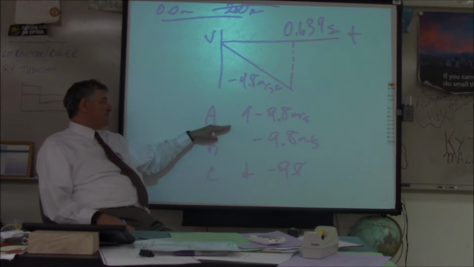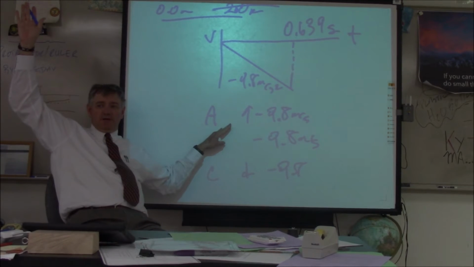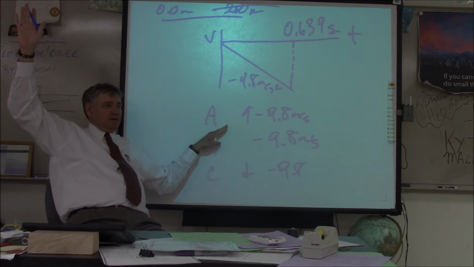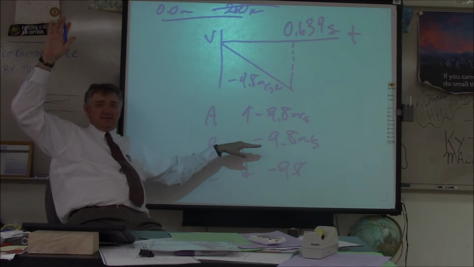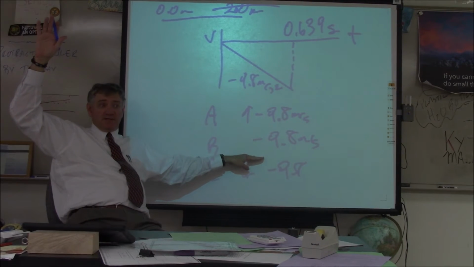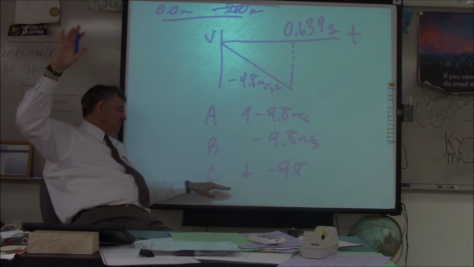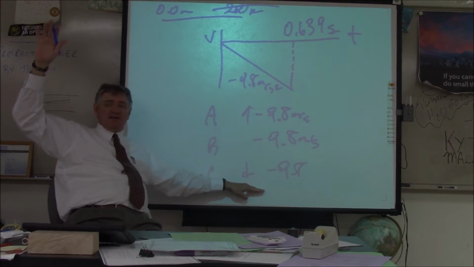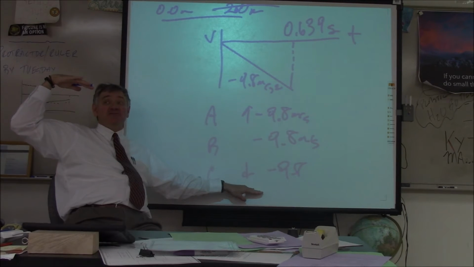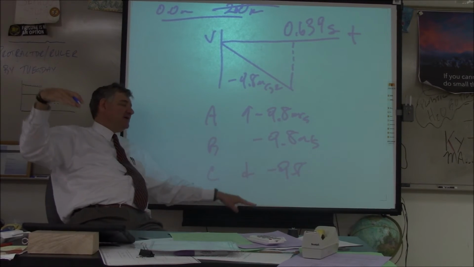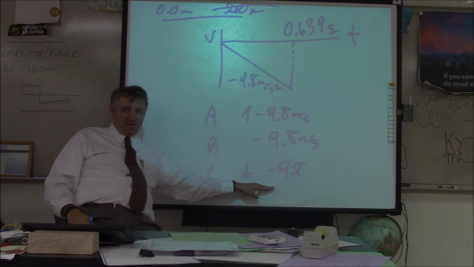So how many vote that it's going faster than -9.8? Anybody on the A train? What about B? It's going exactly -9.8 because that's the acceleration. Less than negative 9.8? So you either are all right, or I have completely done you a disservice and I have not taught you anything so far this year. Okay? The good news is, this is the correct answer.